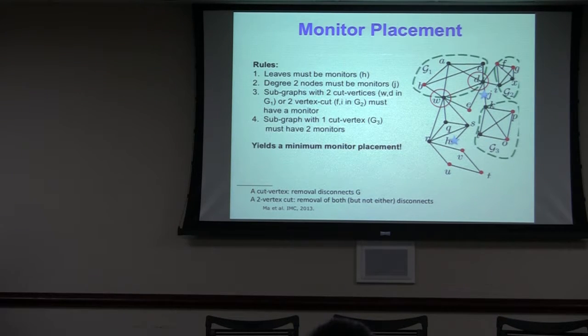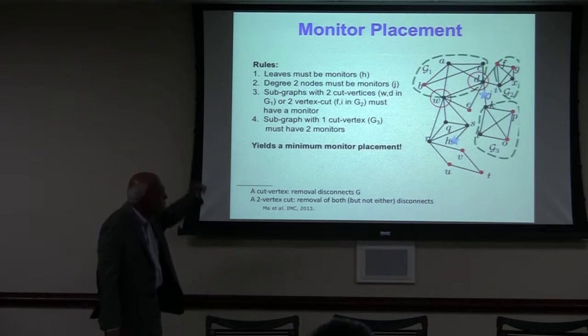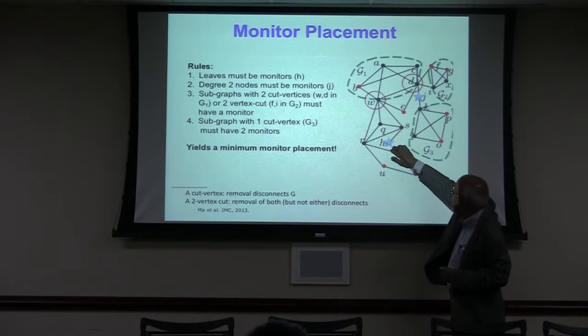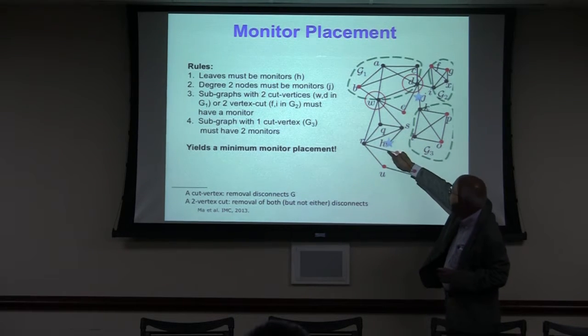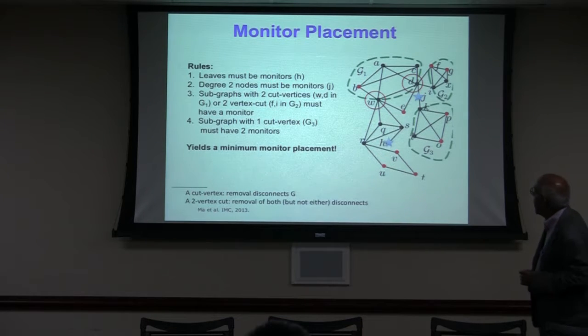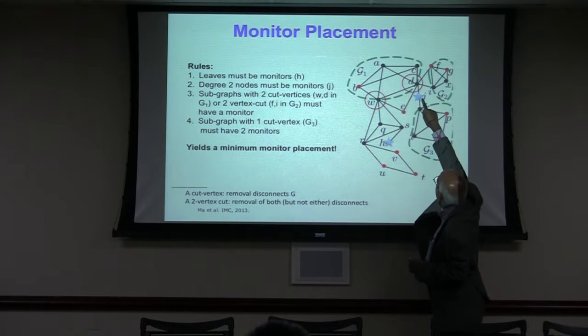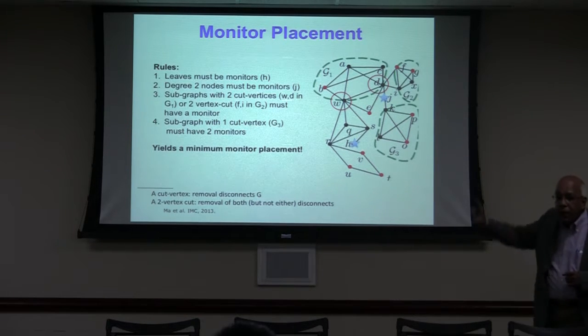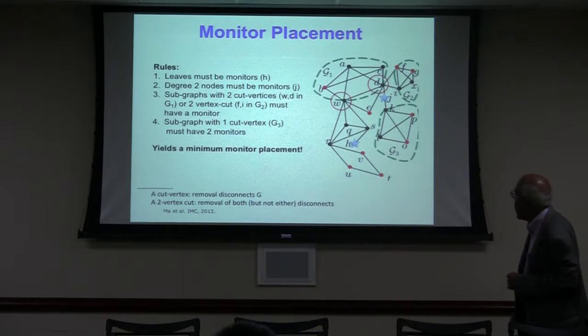First you can look at simple cases. If I have a leaf node, that must be a monitor. For example, this one must be a monitor because otherwise I cannot infer this link metric HS. Degree 2 nodes must also be monitors. An example over here is this one, because if I don't have a monitor here, there is no way I can tell the values of those 2 links separately.